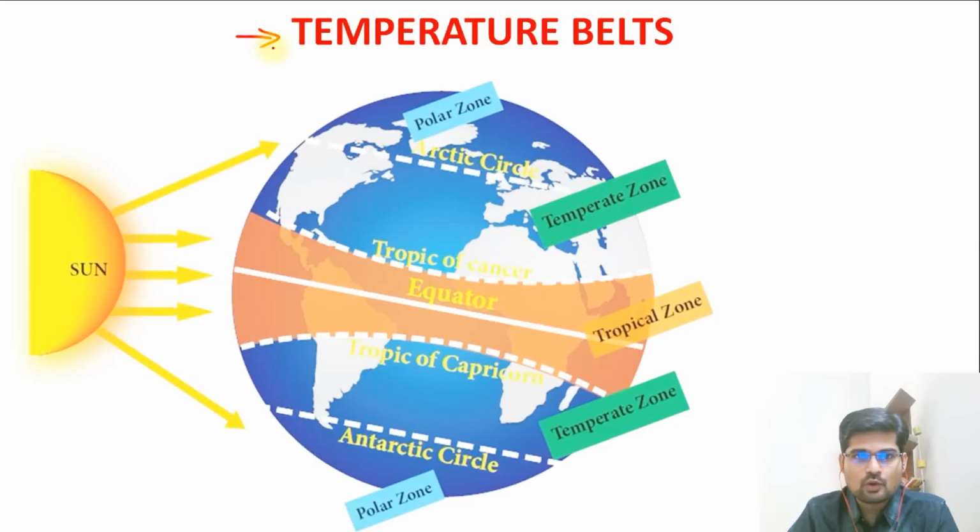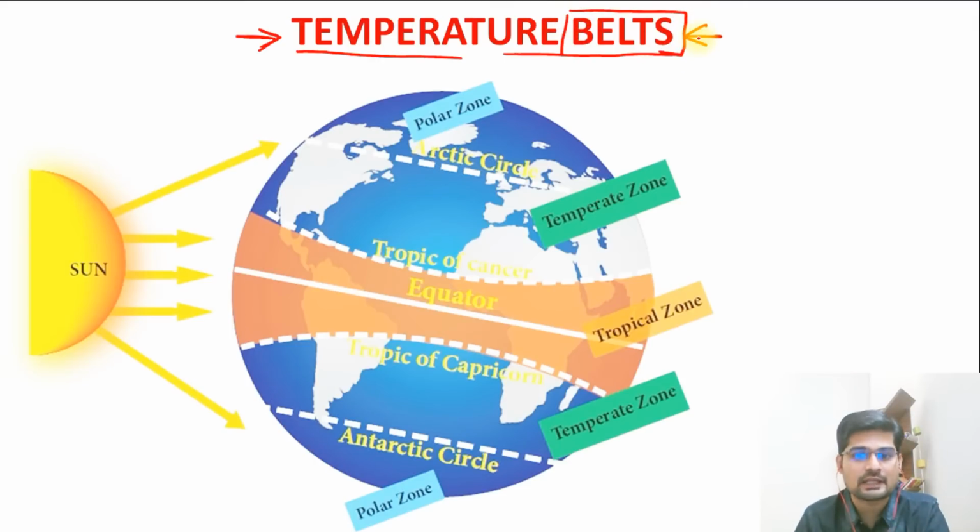After we have learnt about solar insolation and temperature distributions on the horizontal earth surface, now let's learn about these temperature and pressure belts. First of all, let's understand what these various belts of temperatures are and why they are called belts. What is the basic reason behind it?